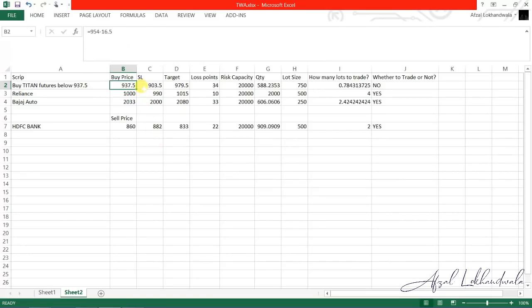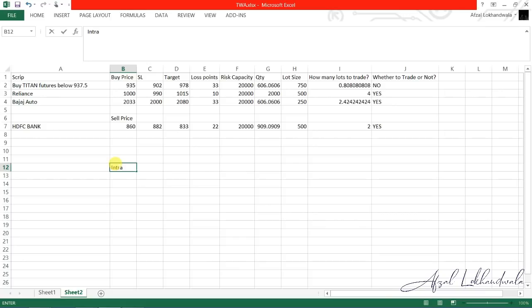So the stop loss here will be 902, the target will be 978. The buying price was 935. So I hope it is clear to you now how we can trade using equity cash when the trade idea is originally given in futures. You just need to check the price difference and adjust your stop losses and targets with that difference. Now basically we are dealing with three styles of trading.